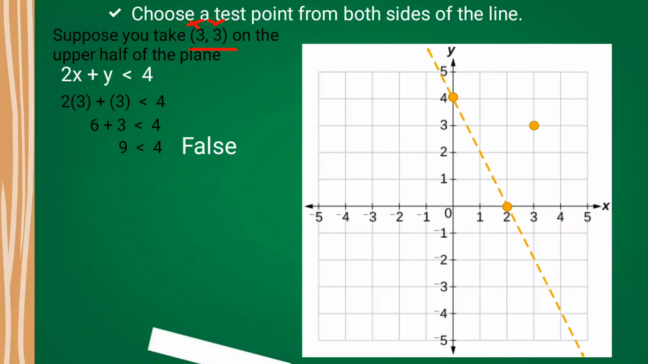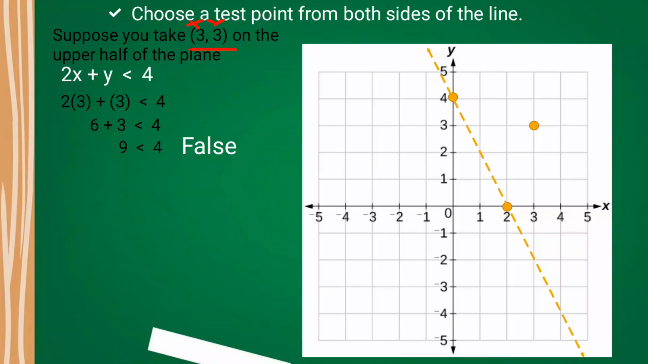Pag po ito ay false statement, so therefore hindi ayun yung i-shade natin. It means na si 3 ay hindi niya solution ng inequality na to. Ang hahanapin po dapat natin is yung true statement para yun yung i-shade nating part.